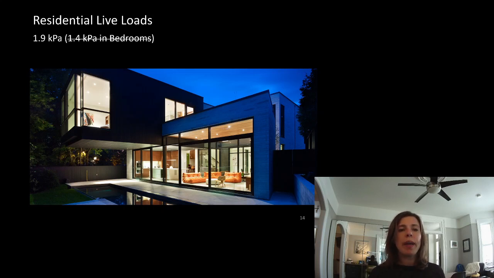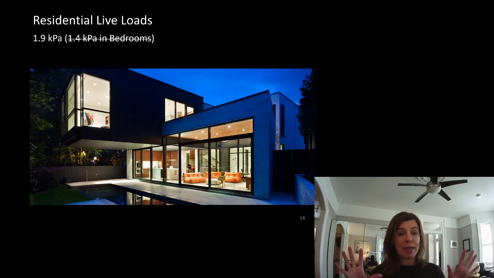Bedrooms used to be 1.4 kPa, and all the rest of the building used to be 1.9. So you might still see old documentation. In fact, Dave even the other day was like, what are you talking about? Bedrooms are 1.4 kPa. And I had to point out that changed. He hasn't designed anything. It's all fine. We're good. But that was a code change where they changed it to 1.9 kPa.